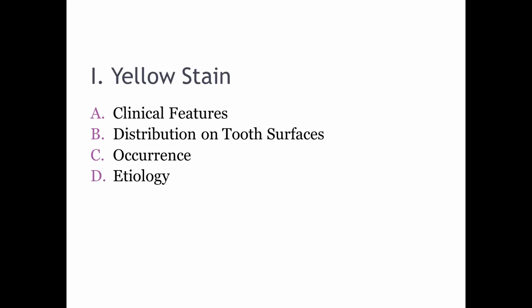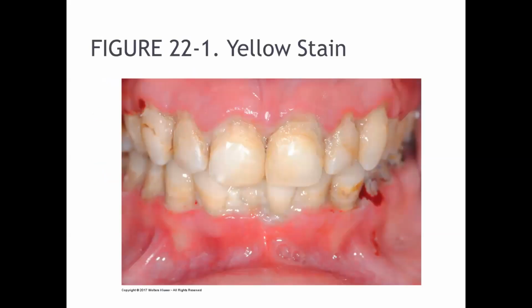And the source for yellow stain is usually dietary. So this is a picture of yellow stain. You can see it just sort of circling around the gingival margin.